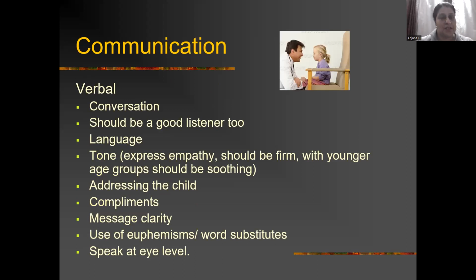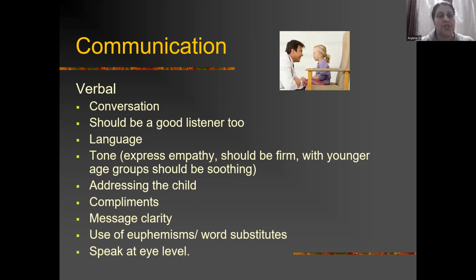Basically, communication is divided into verbal and non-verbal. Verbal is when you speak out to the child and listen to the child. That is, you have to have a conversation, which means that you have to tell them the instructions, what is to be expected, make small talk, and listen to their concerns and have a two-way conversation. That is why it's called a conversation. You should be a good listener too.